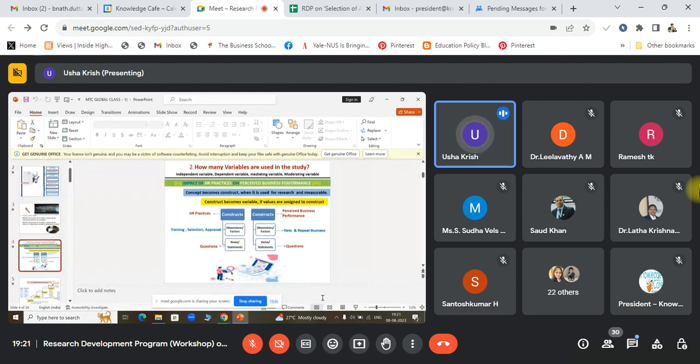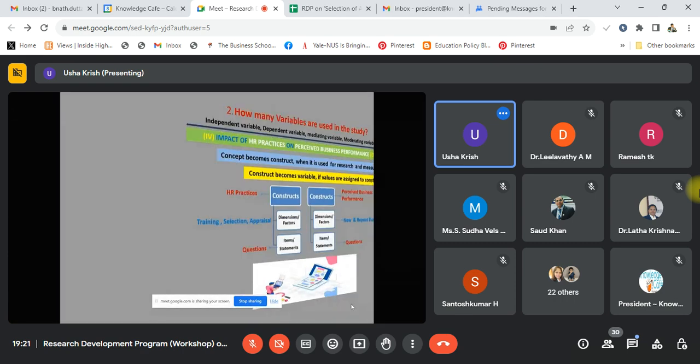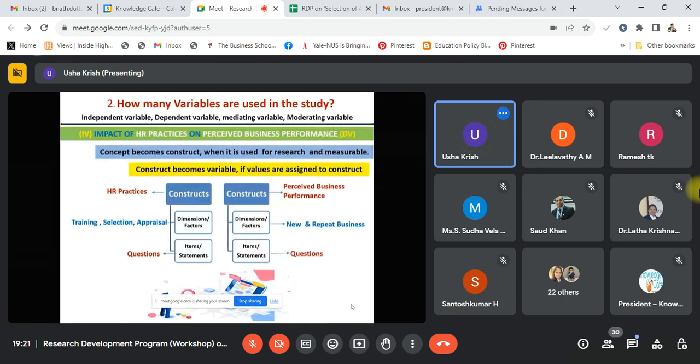The second criteria is the number of variables used in the study. For instance, if I use only independent variable in my study, I may opt one sample t test or z test. Or if I use three variables like independent variable, dependent variable, mediating variable, then I will be doing mediation analysis.